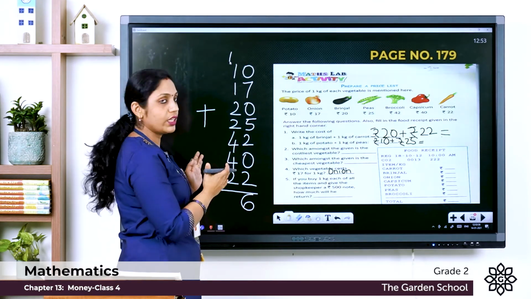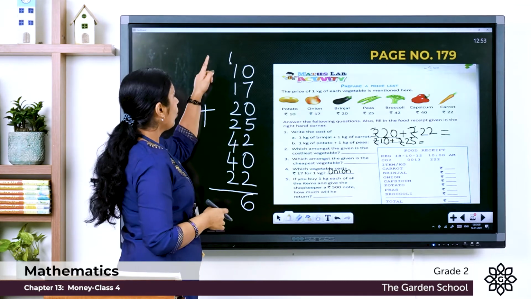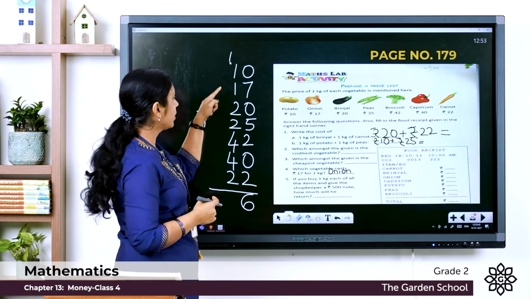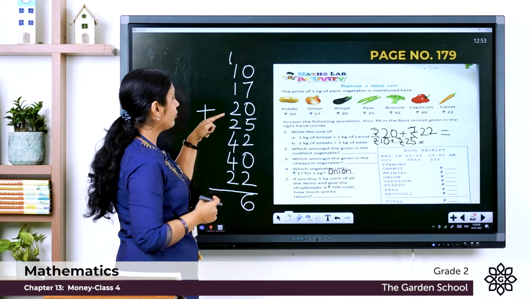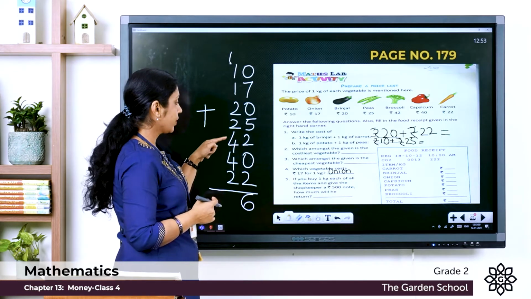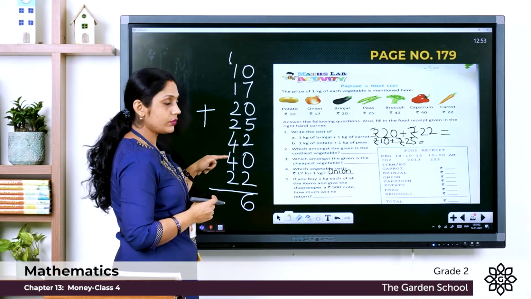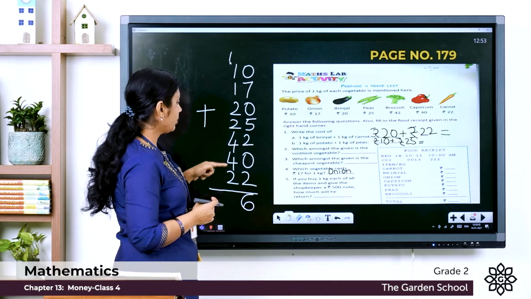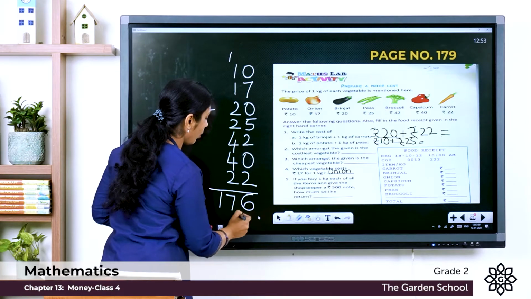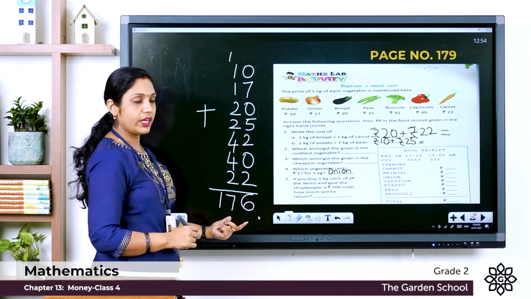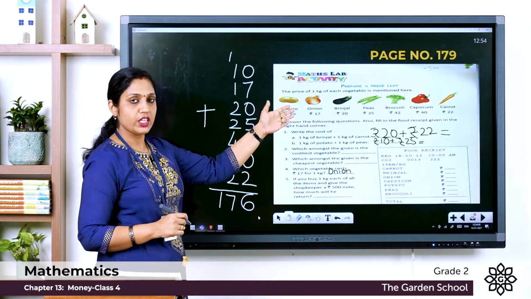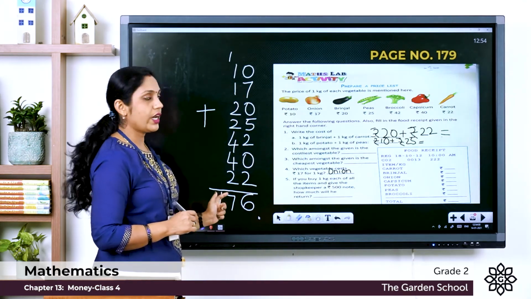Now we will add all the numbers here in the tens place. 1 plus 1, 2, 2 plus 1, 3, 3 plus 2, 5, 5 plus 2, 7, 7 plus 4, 11, 11 plus 4 is equal to 15, 15 plus 2 is equal to 17. So the total cost of all these vegetables is 176. So if you buy all these vegetables 1 kilo each, it costs rupees 176.